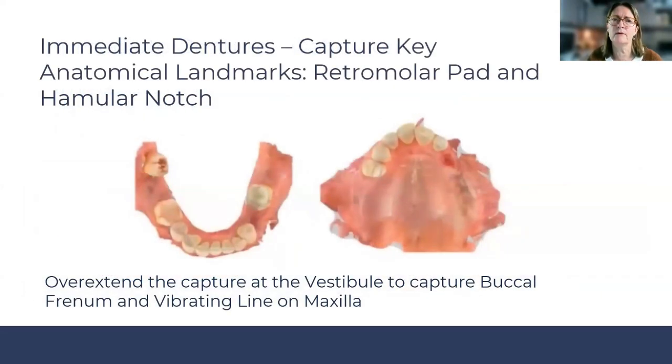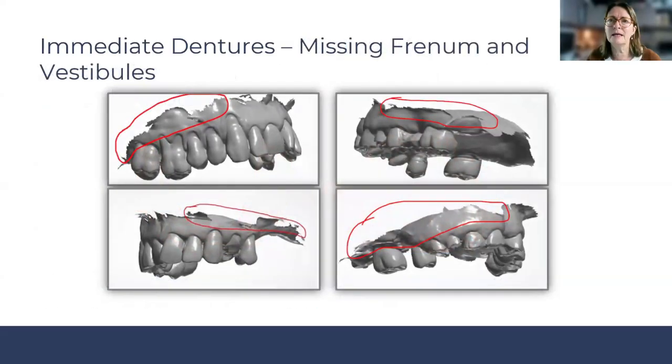Some examples of good positive scans that will be used for an immediate denture. Some examples of what is not adequate. And these are real life cases that come in. So the buccal vestibular muscles, the vestibules, were not adequately captured in order for us to make a removable prosthesis.